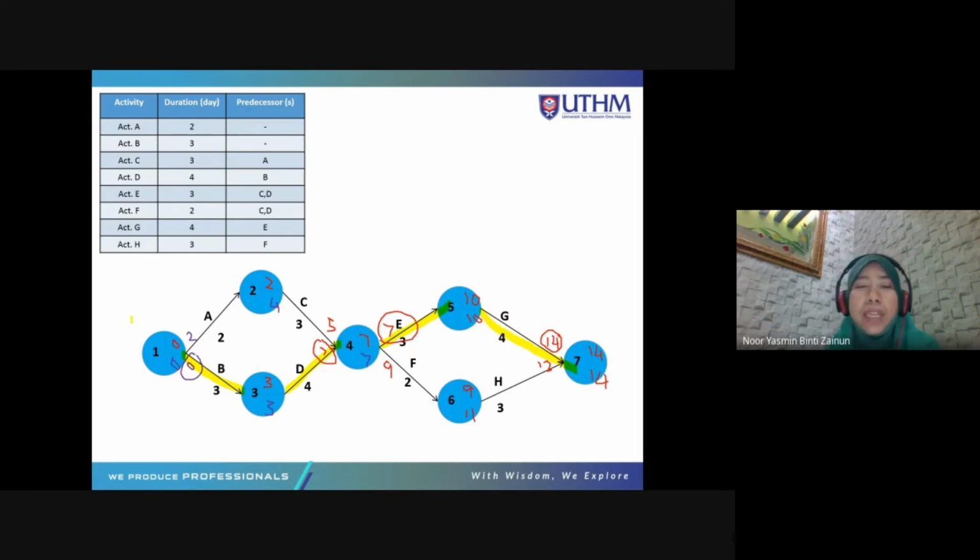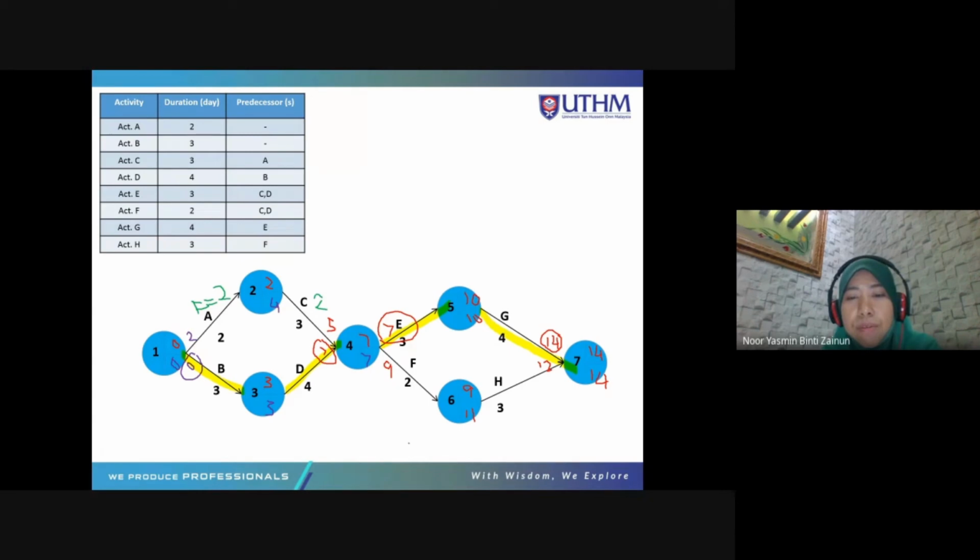Okay, but here you need to calculate the float, which is 4 minus 2 minus 0. 4 minus 2 is 2. 2 minus 0 is 2. So the total float for A is 2. For C, the total float is 7 minus 3 minus 2. 7 minus 3 is 4, 4 minus 2 is 2.